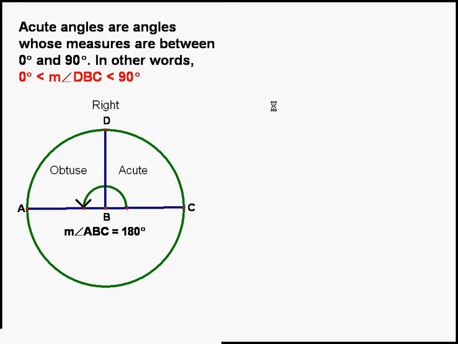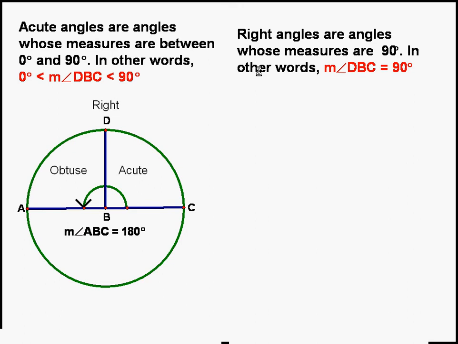Acute angles are angles whose measures are between 0 and 90 degrees. In other words, the measure of angle DBC is going to be between 0 and 90. So imagine that you're swinging that arm BD, and it starts over by BC and goes counterclockwise. Anything between 0 and 90 would be classified as an acute angle.